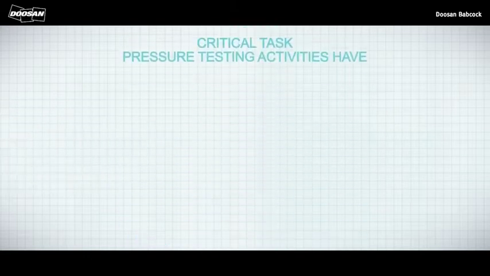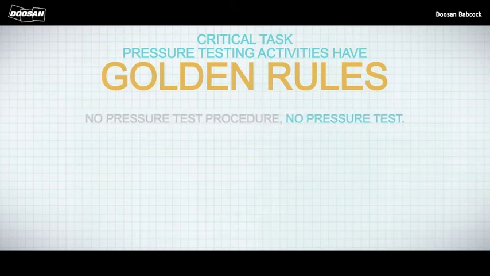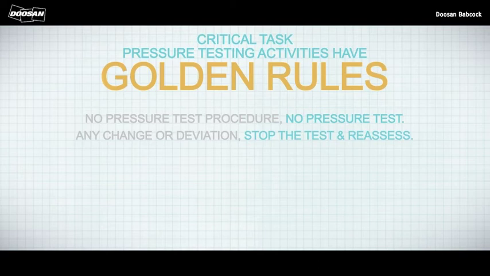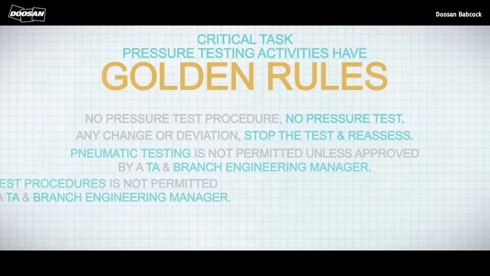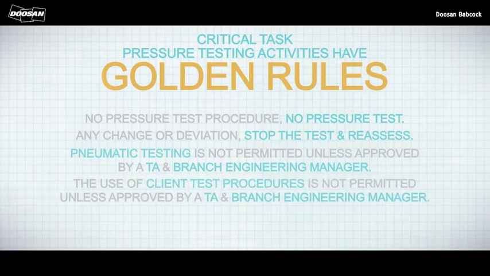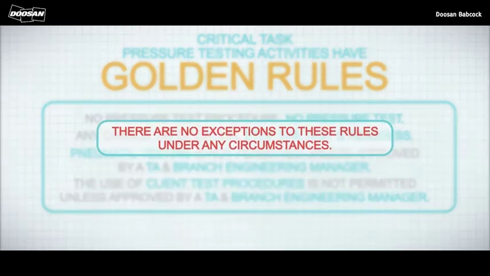Critical task pressure testing activities have golden rules. No pressure test procedure, no pressure test. Any change or deviation, stop the test and reassess. Pneumatic testing is not permitted unless approved by a TA and branch engineering manager. The use of client test procedures is not permitted unless approved by a TA and branch engineering manager. There are no exceptions to these rules under any circumstances.